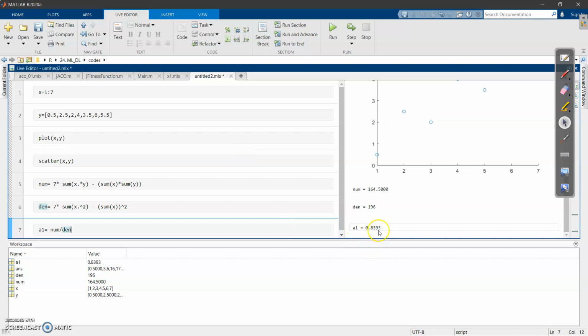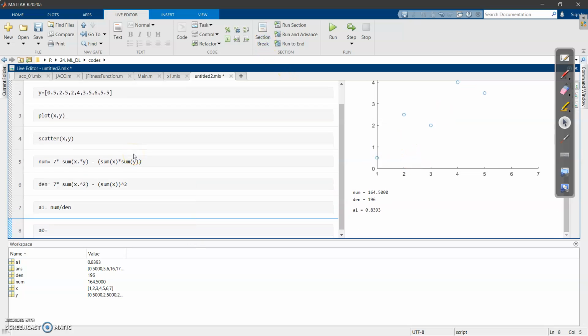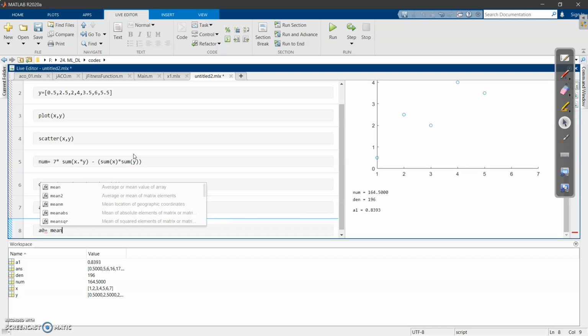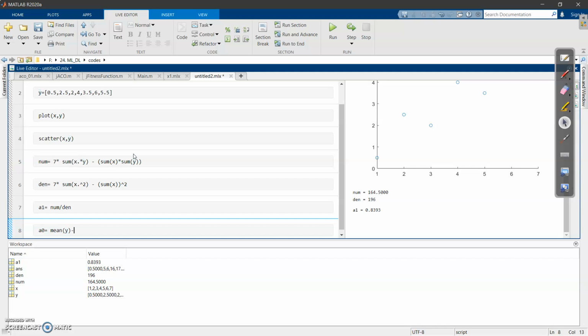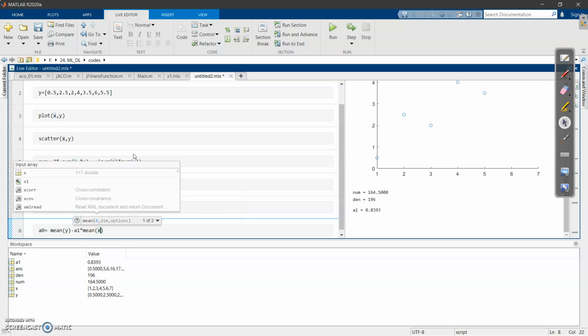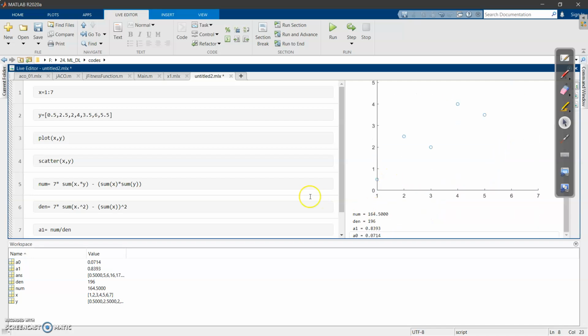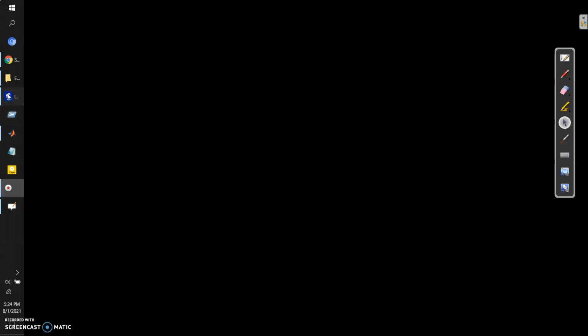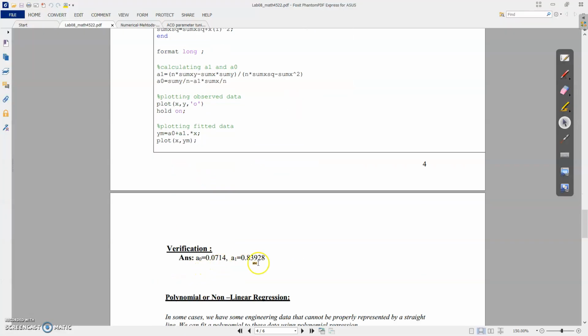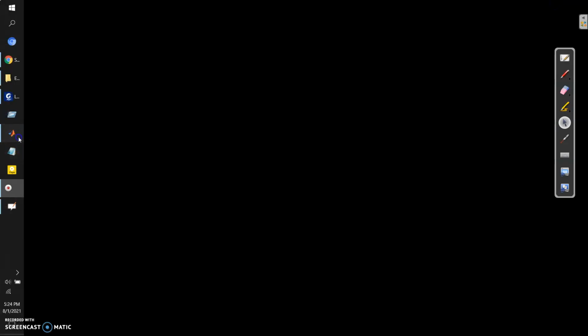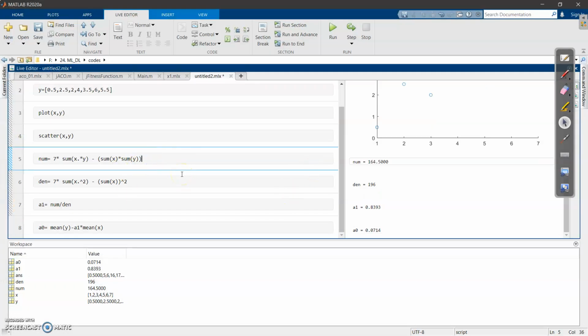If I run this, as you can see, that is 0.8393. Okay, 0.8393 is the slope of your curve, and a0 is equal to the mean value of y minus a1 multiplied by the mean value of x. So that is 0.0714, and if you check here, 0.0714 and 0.839. So our calculation, what we are doing here, is correct.